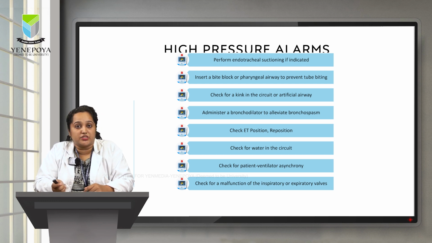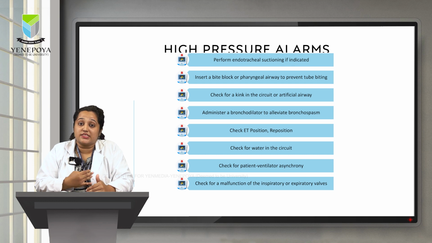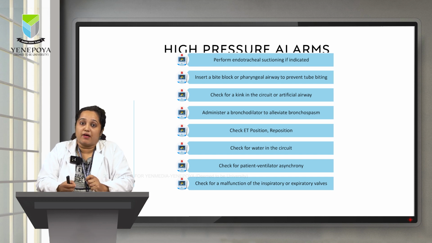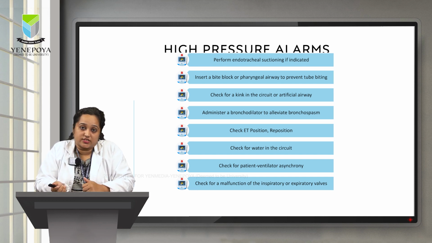In this case, what needs to be done is again check the settings, if they are appropriate for that particular patient. Check for any malfunction of the inspiratory or expiratory valves. If all of these are proper and still the patient does not look to be fine, maybe you need to disconnect the ventilator and start manually bagging, and also you can change the ventilator.